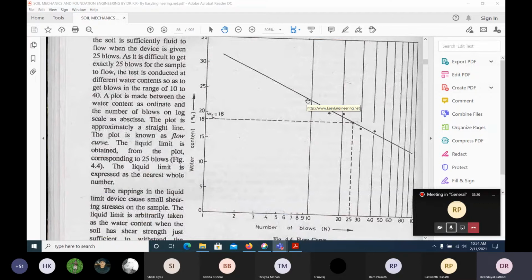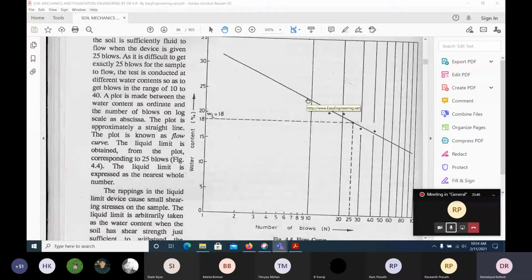Again you reduce the water content of the paste a little, then drop it again. Okay, rotate it, and the cup will keep on dropping, dropping, dropping. Again at 12 mm, the soil from both sides will come and meet. Okay, take that soil, keep it in the oven, and find out the water content. This time what we did, first time we made it a little soft, and that took very few blows. Okay, 10 blows suppose.